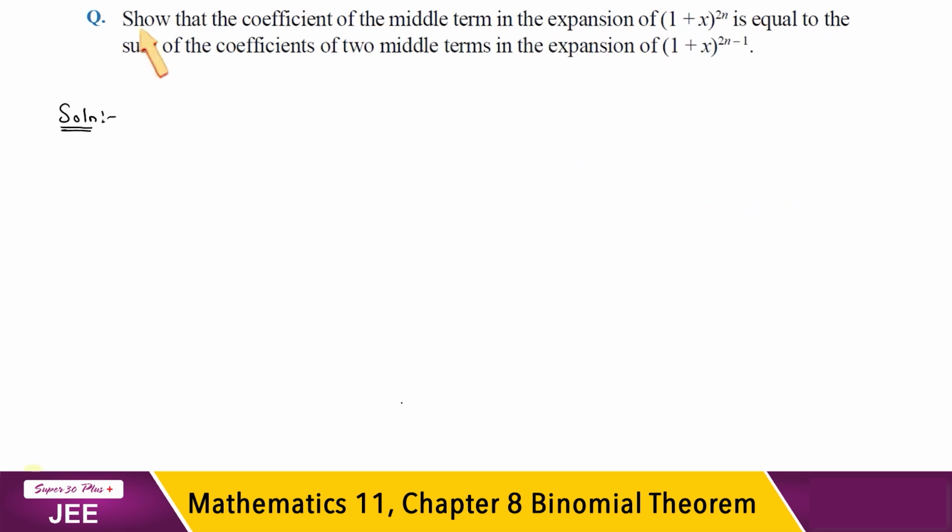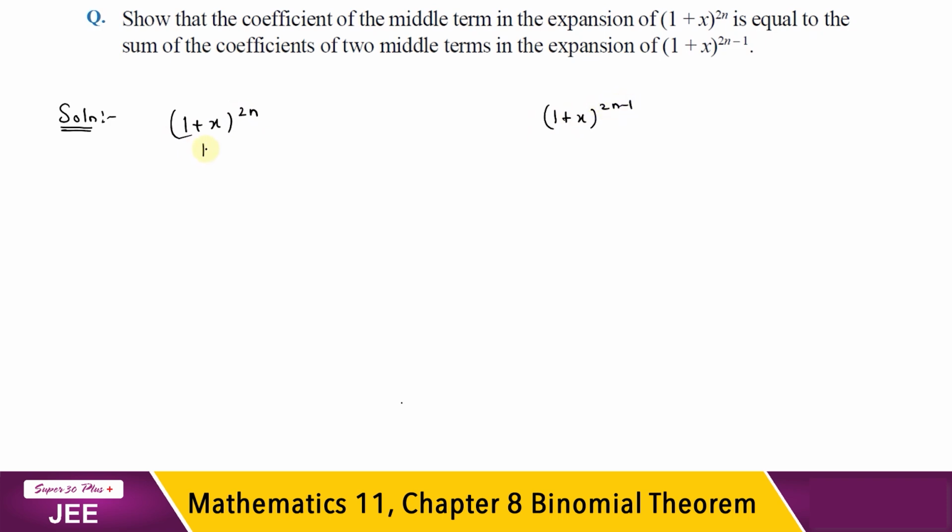So our next question says, show that the coefficient of the middle term in the expansion of (1 plus x) raised to the power 2n is equal to the sum of the coefficients of two middle terms in the expansion of (1 plus x) whole raised to the power of 2n minus 1. So we have a binomial (1 plus x) raised to the power 2n and another binomial (1 plus x) raised to the power of 2n minus 1.